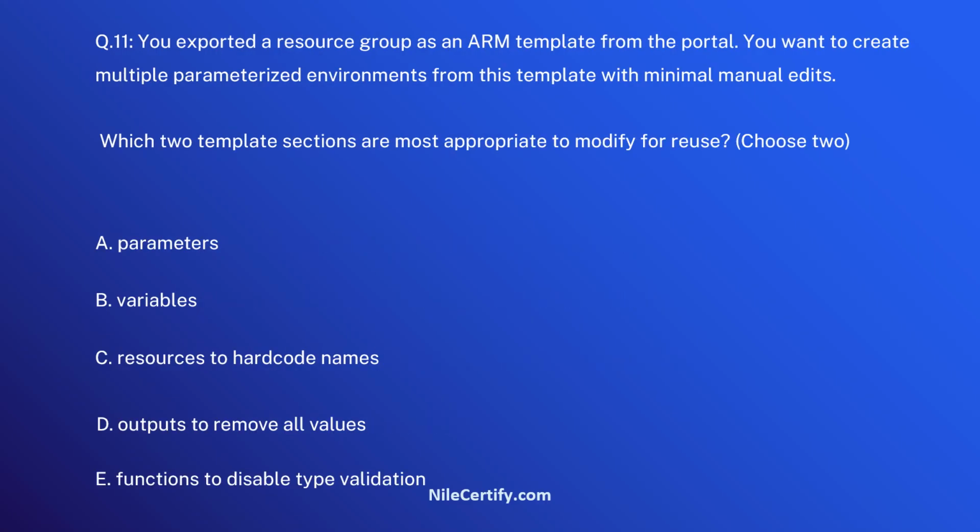Question number 11. You exported a resource group as an ARM template from the portal. You want to create multiple parameterized environments from this template with minimal manual edits. Which two template sections are most appropriate to modify for reuse? Choose two. A, parameters. B, variables. C, resources to hard code names. D, outputs to remove all values. E, a function to disable validation.